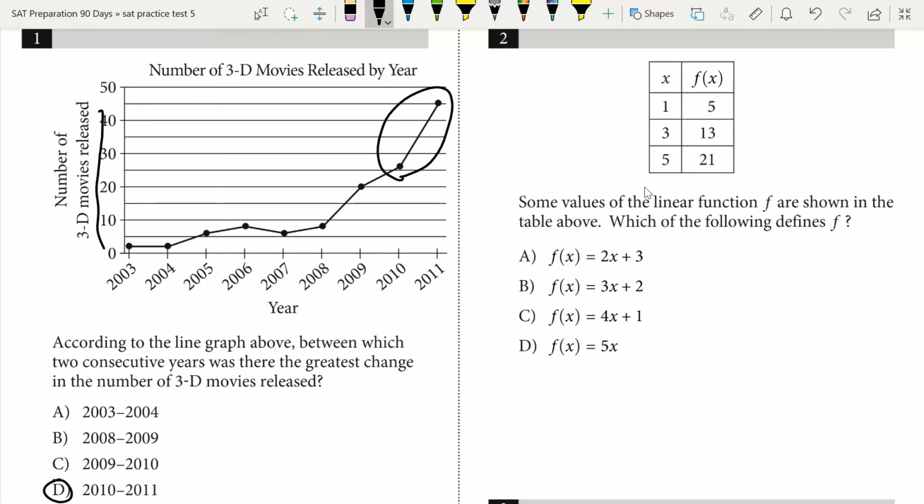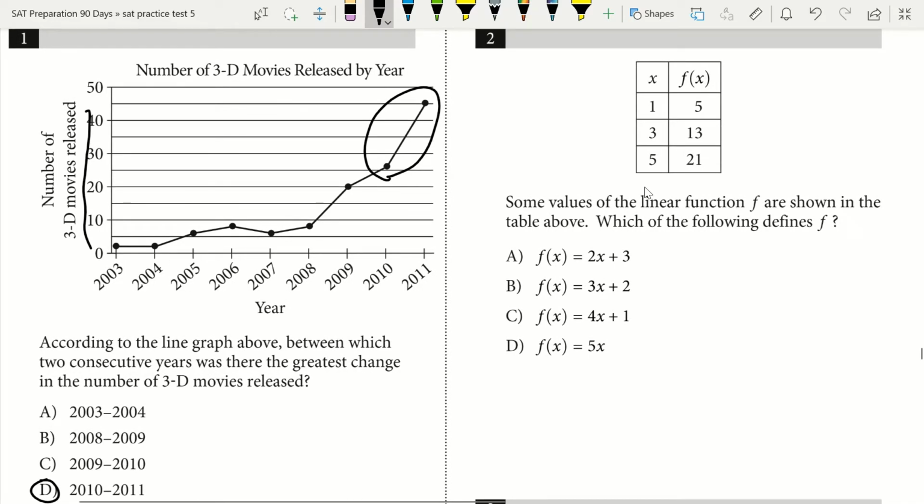All right, question 2. Some values of the linear function f are shown in the table above. What defines f? I go from 1 to 3, so I run by 2. I rise from 5 to 13, which is positive 8. So my slope is going to be 4. My only option with a slope of 4 is option C, so my answer for number 2 is going to be C.